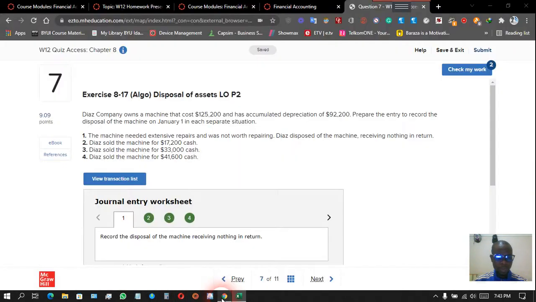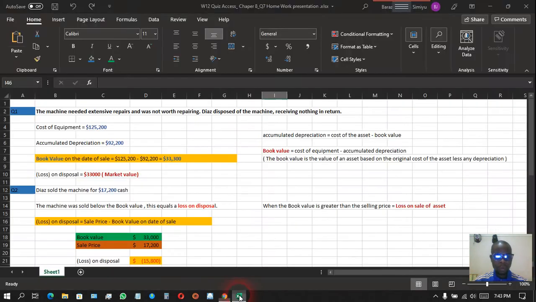Now if we go back to our question, our scenario, it says the machine needed extensive repairs and was not worth repairing. Therefore, Diaz disposed of the machine, receiving nothing. Now, if Diaz disposed of the machine, receiving nothing, it means that he disposed of the machine when it was still worth 33,000, the market value, and therefore he made a loss on disposal.